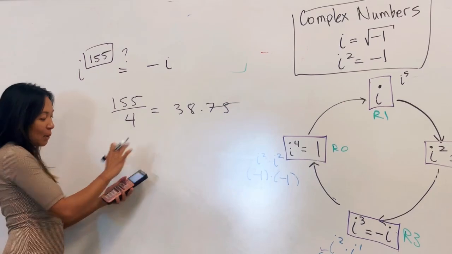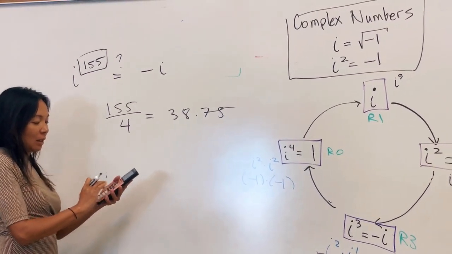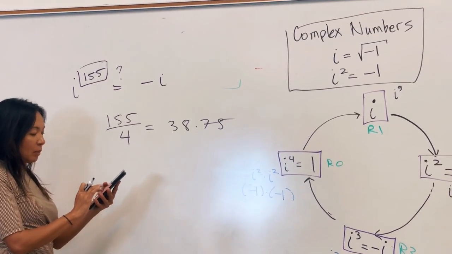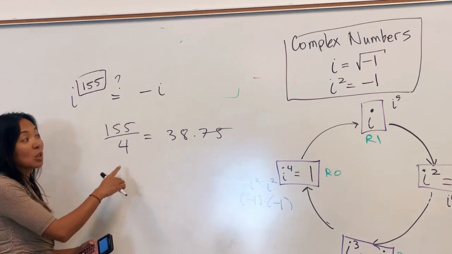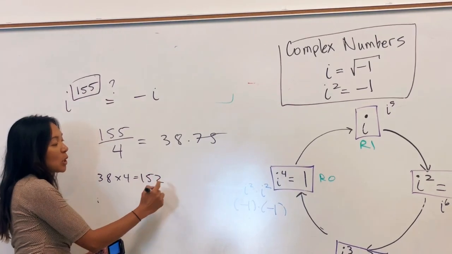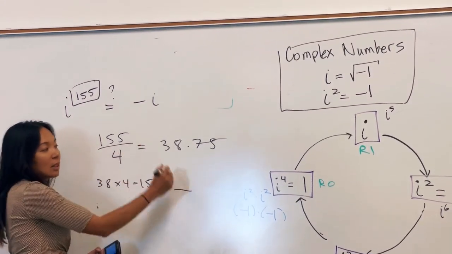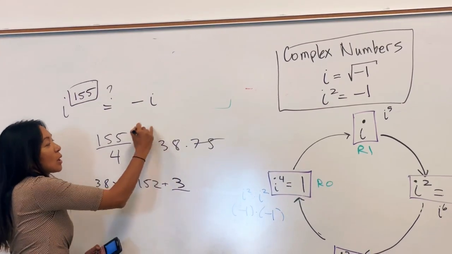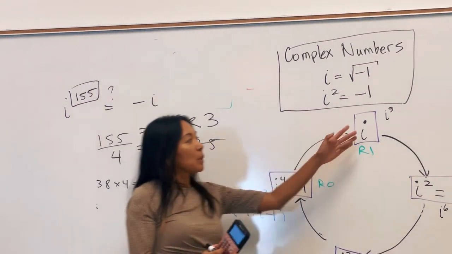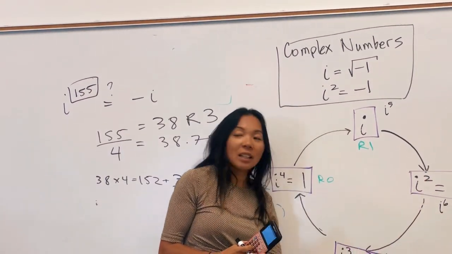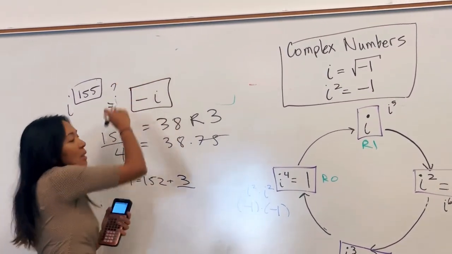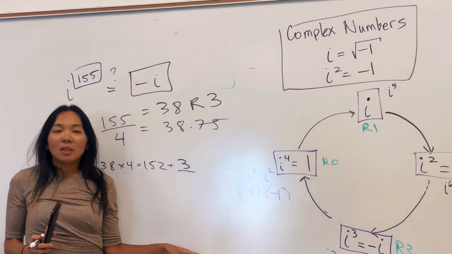Or you can say, what's 38 times 4? Plug 38 times 4 in your calculator. It gives me 152. How many more do I need to get to 155? I need 3 more. So it's really 38 remainder of 3. Therefore, from here I take 1, 2, 3, so my answer is negative i. Is that what you guys said? You sure did. Does anyone have any questions about this?